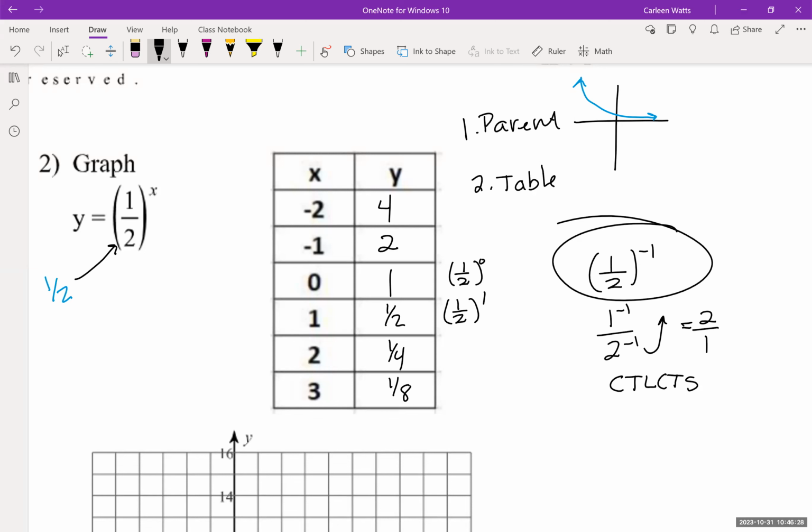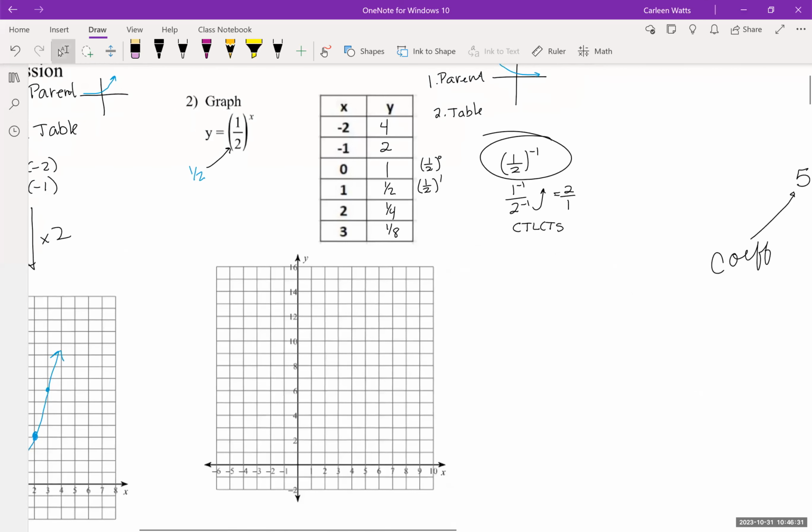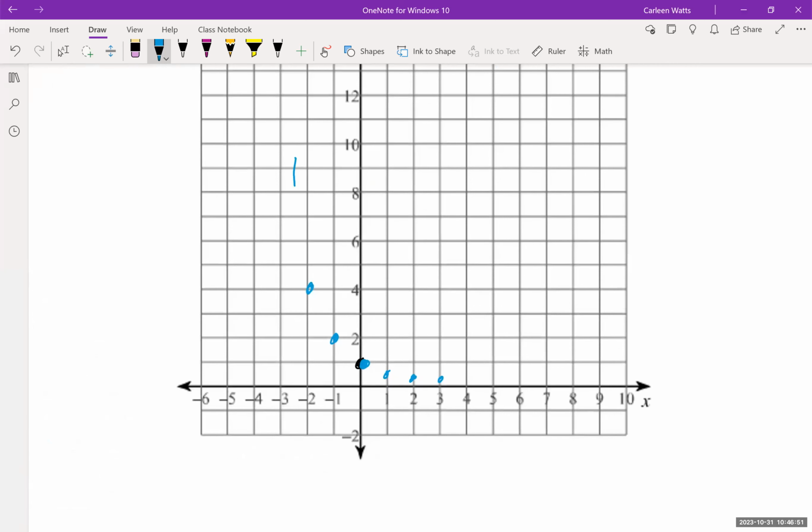So now let's graph. 0 is 1. Oh, that's the same. Negative 1 is 2. Negative 2 is 4. 1/2, 1/4, 1/8. And it has an exponential asymptote. It gets smaller and smaller and never crosses the x-axis.